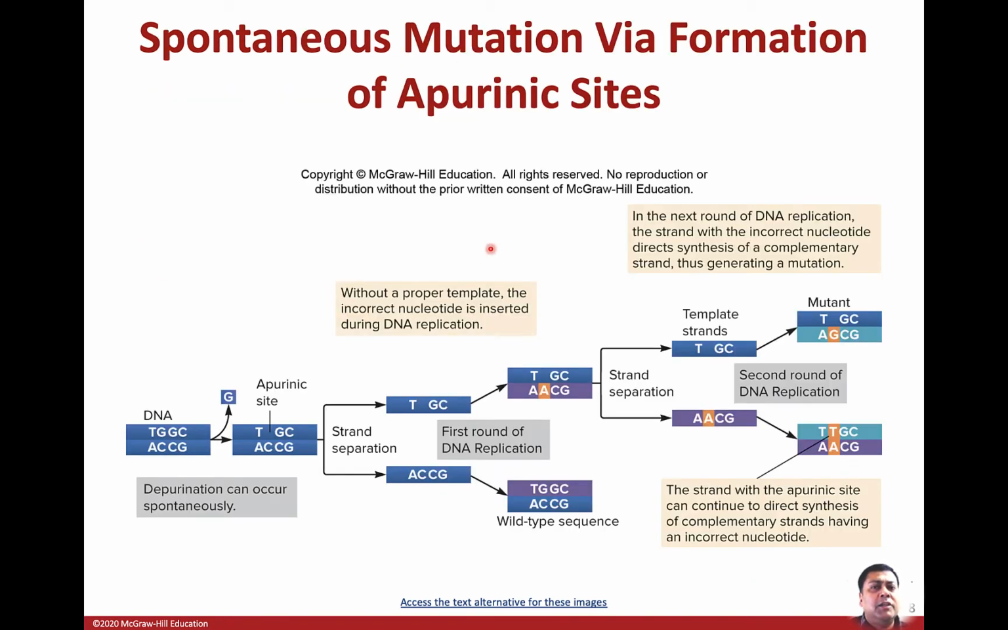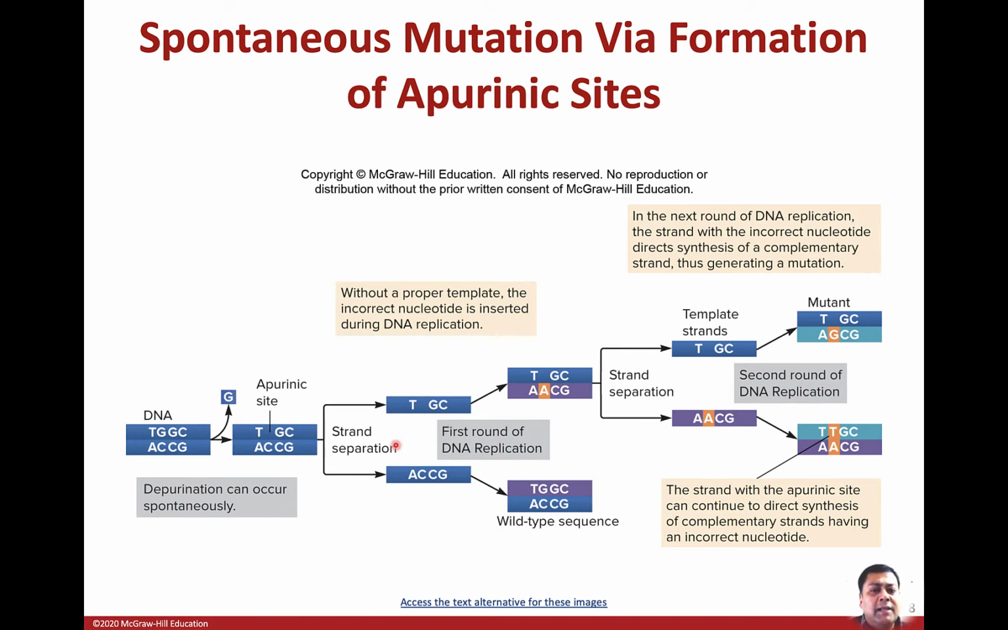So here, another spontaneous mutation via formation of what we call an apurinic site, or it could be an apyrimidinic site as well. So what happens here is that depurination can occur spontaneously. Say, for example, you have this sequence like TGGC, and suddenly from this side, this purine guanine right here just goes out. And this can happen spontaneously.